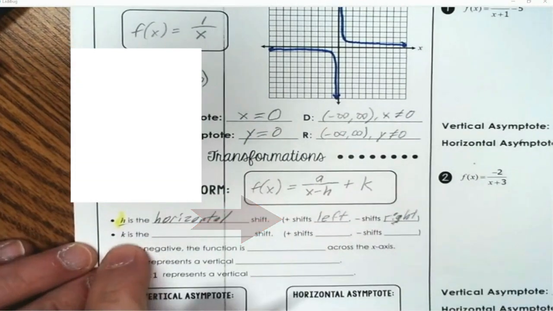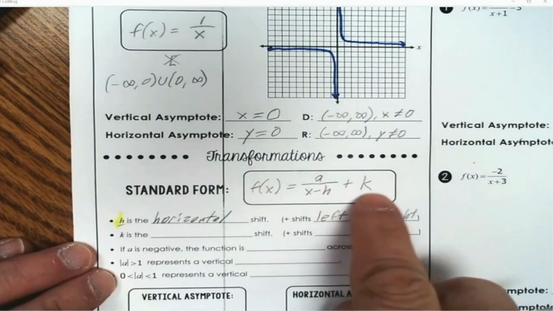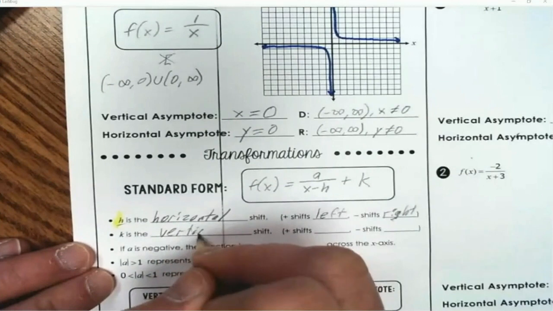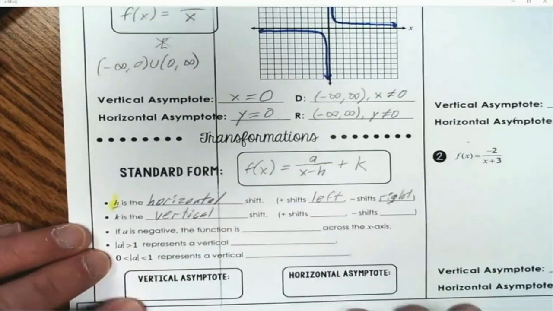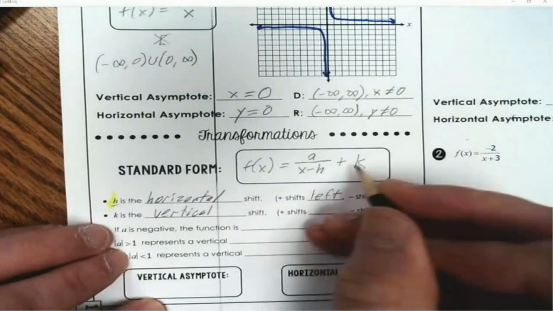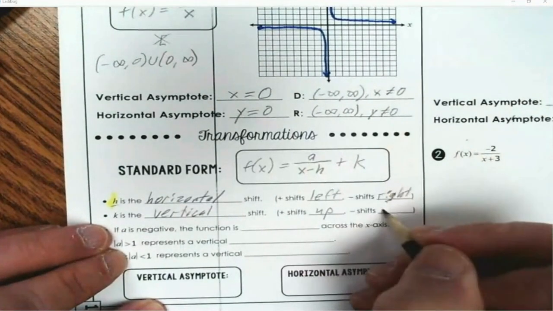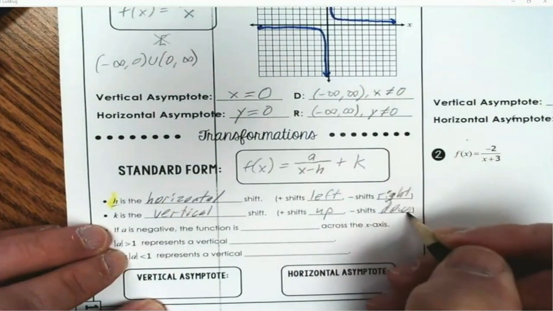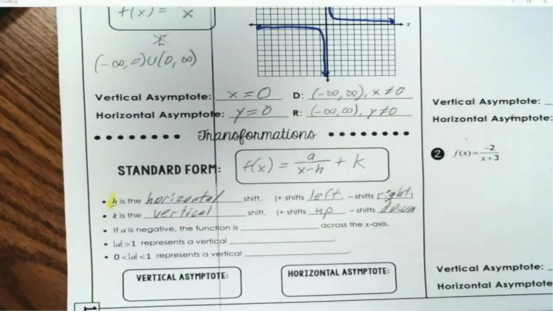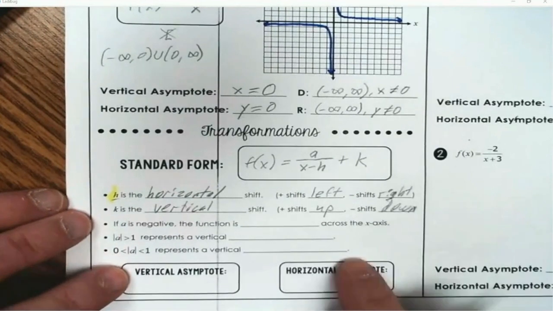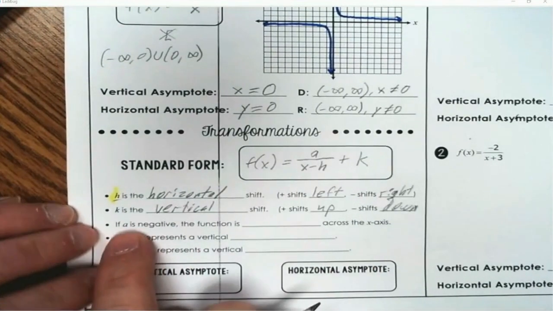All right, the k is at the end. That is the vertical shift. A positive number raises everything up, it shifts up. A negative number shifts down. So it works just like the transformations we had on the other functions that we looked at earlier in the year.